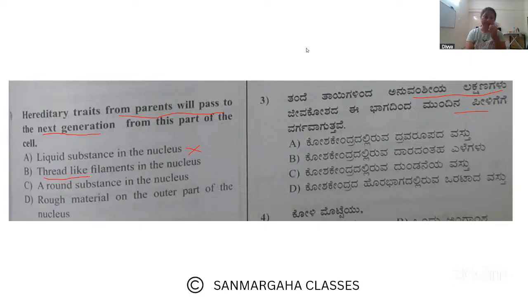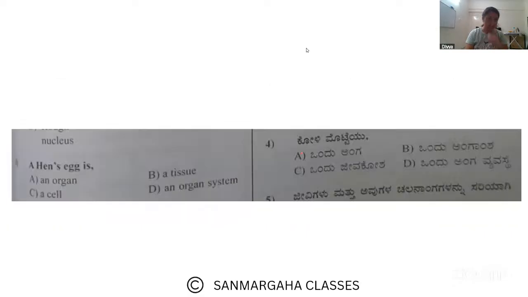So yesterday we have discussed the thread-like filaments which are found in the nucleus, in the nuclear matrix. It is scattered and it condenses to form chromosome. It has DNA and proteins. So this is responsible to pass on the genes or the genetic information from one generation to the other generation. Right? So what is our answer now? It is B. Answer B. Okay. So going to the next slide.